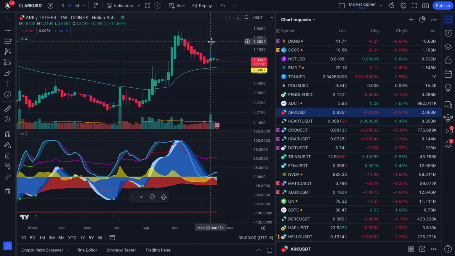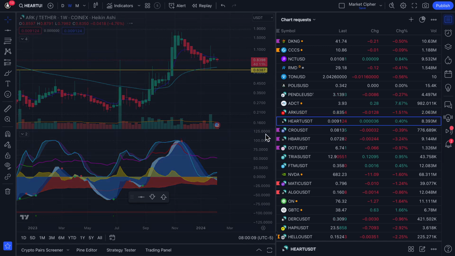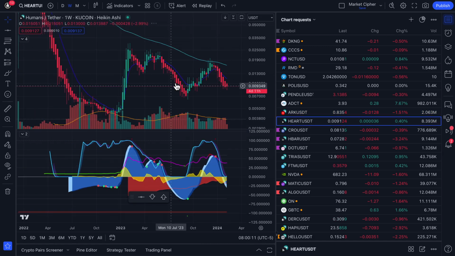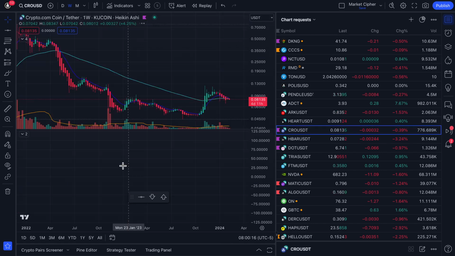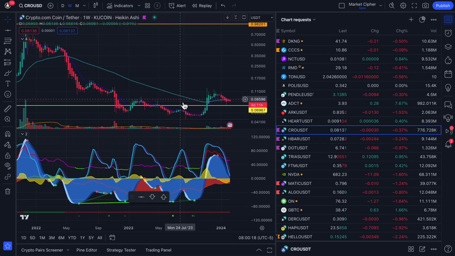It had a big pump up there to 132. I like it. That's a big breakout. We're coming right back into the 50. I think you're fine here as long as we hold, just call it 60 cents as a stop loss there on ARK. Hart, this one looks like garbage. Again, rejection. Ugly. There's better names to hold, like CRO.